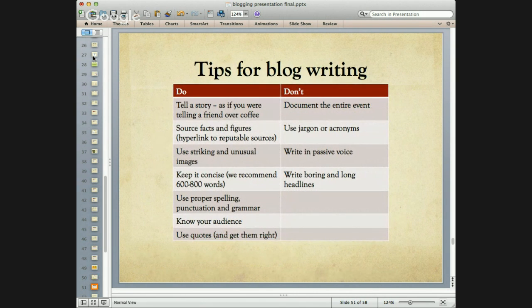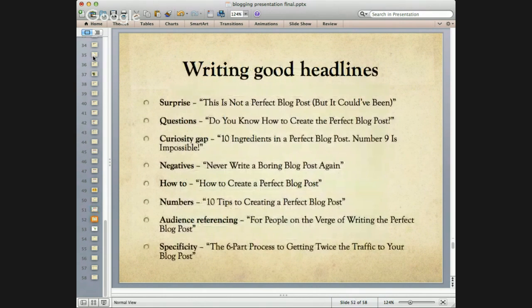Don't write boring and long headlines. Obviously, this is your main way of getting someone to read your story. That is the main way you can hook them in. Make sure a headline is not boring and long. Here are some great examples to encourage you to think about new ways of writing headlines. You can think of a surprise type of headline. You could ask a question in your headline. You could find a curiosity gap, where you say, "There's 10 things, number 9 is impossible."